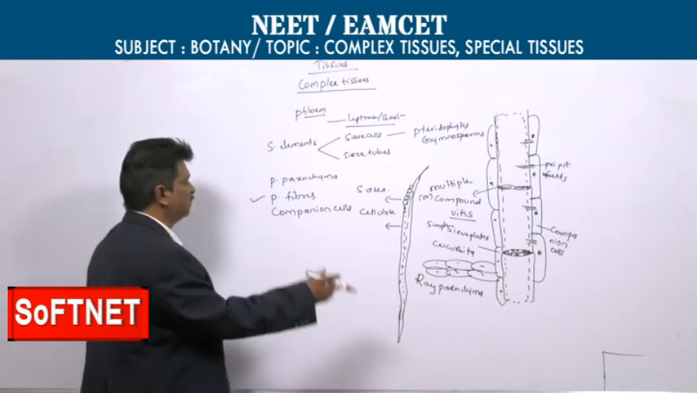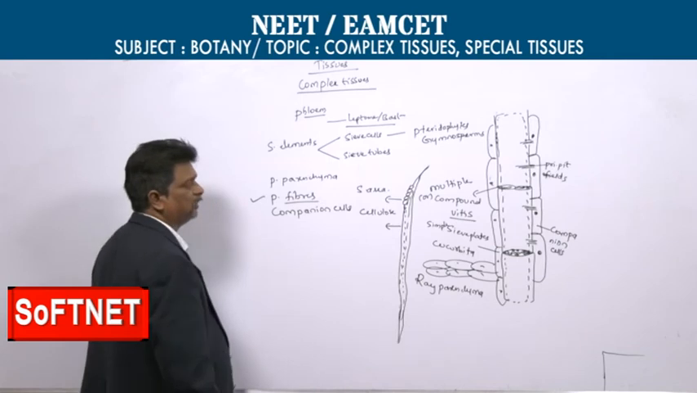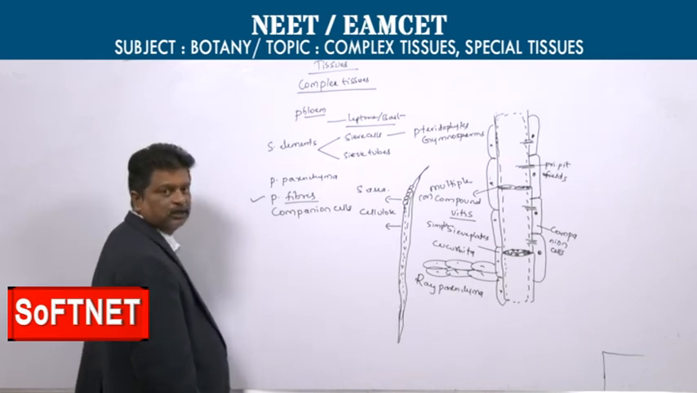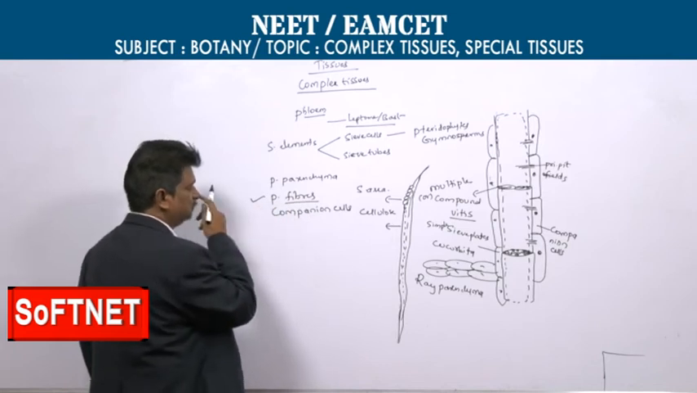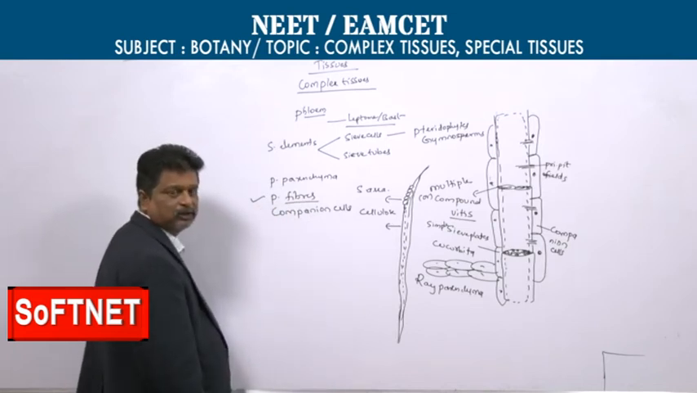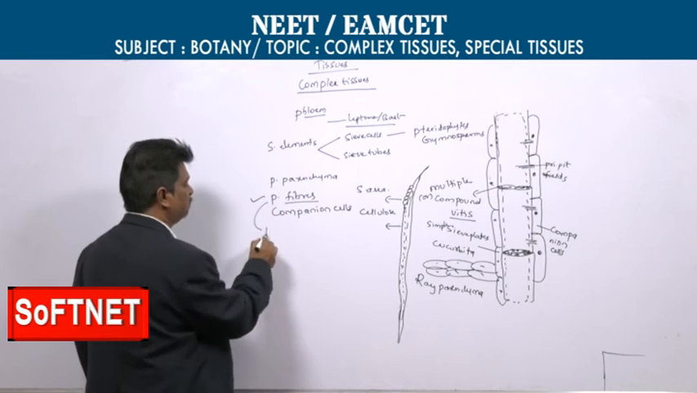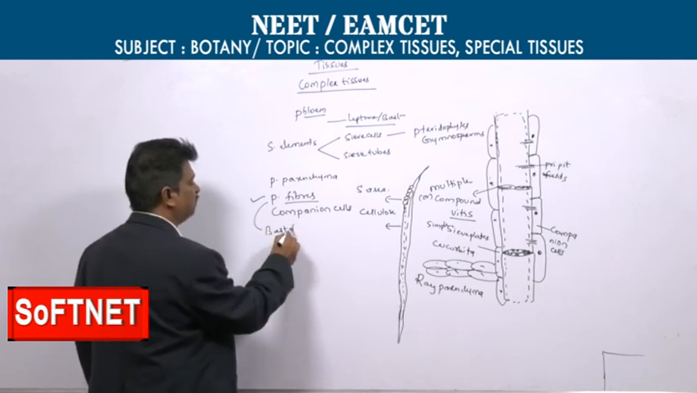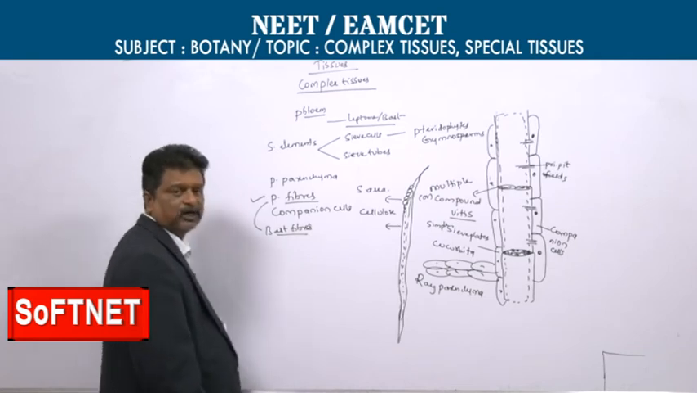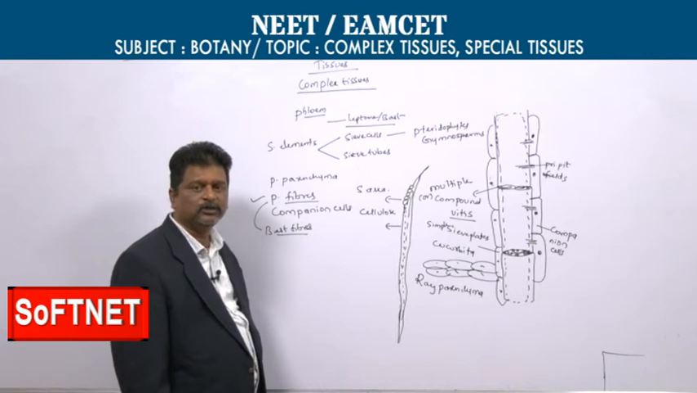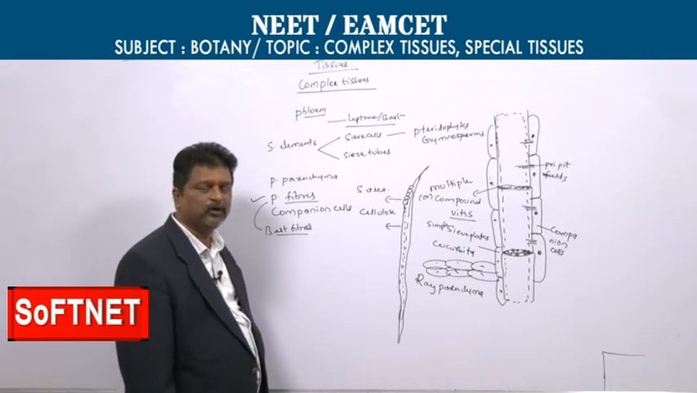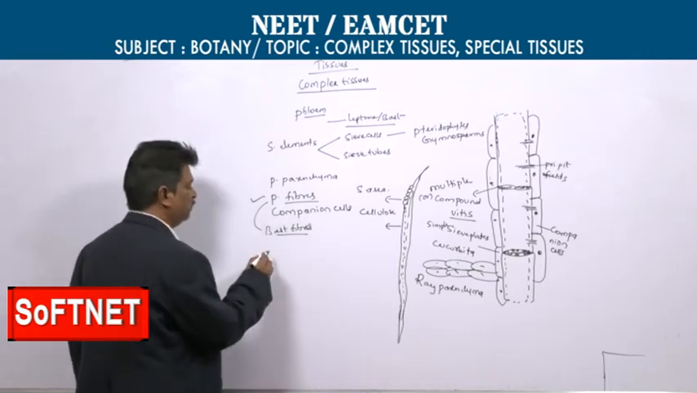Then the last one, Phloem Fibers. Phloem Fibers are dead cells, sclerenchymatous. Phloem Fibers are also called bast fibers. Generally Phloem Fibers are absent in primary phloem, present only in secondary phloem. These Phloem Fibers are commercially valuable.